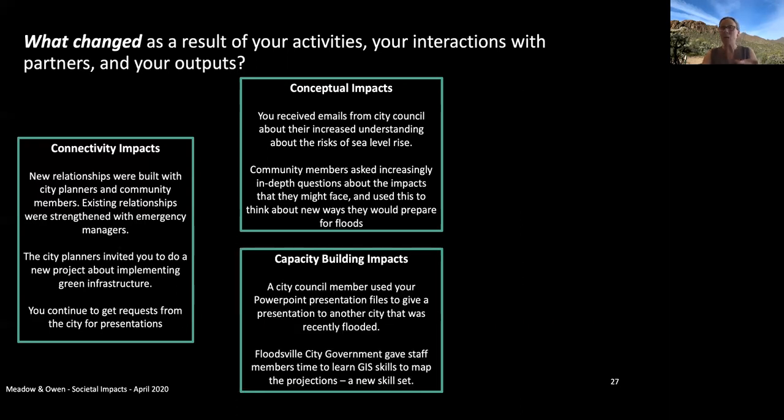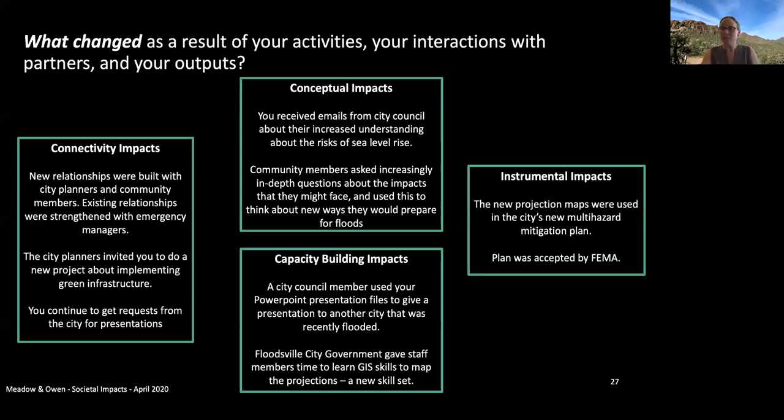Capacity building, similar to one of our earlier examples: a city council member used the PowerPoint presentation to present to another city that had recently flooded. So really demonstrating a capacity to understand and use and apply the science. And the government staff were given time to learn a new GIS skill that gave them a lot more facility to use the new maps and develop some new maps. So city staff worked with the researchers to develop this new skill set.